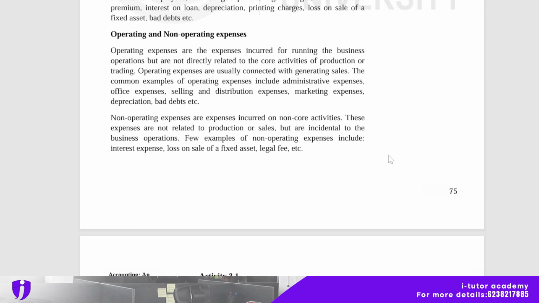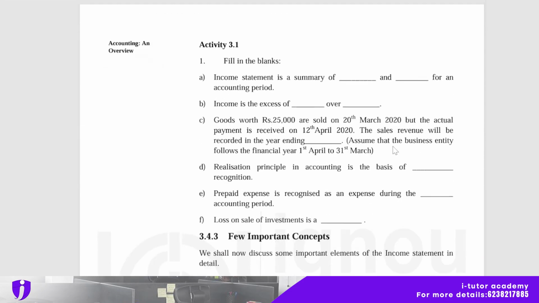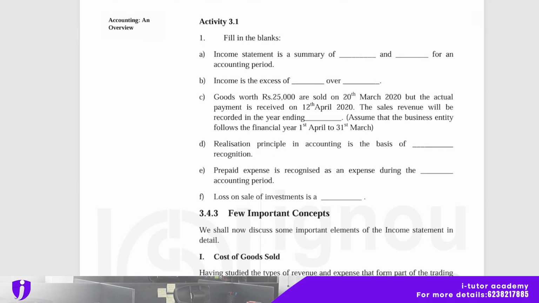Operating and non-operating expenses. Operating expenses are the expenses incurred for running the business operations but are not directly related to the core activities of production or trading. And non-operating expenses are expenses incurred on non-core activities. These expenses are not related to production or sales but are incidental to the business operations. A few examples are also there. And there is one activity, you just complete this activity for your preparation. It is based on the above content.